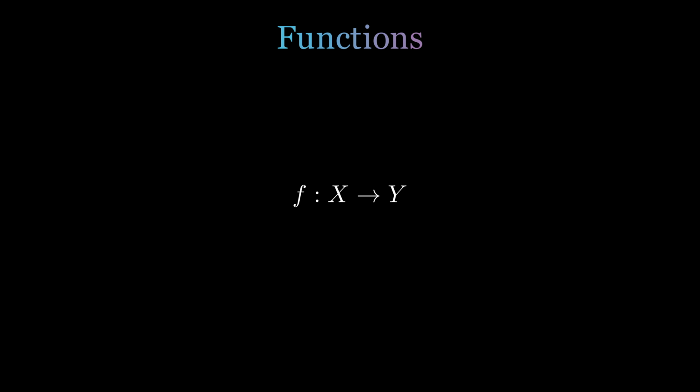Mathematically, we write this as f from X to Y, where X is the set of inputs and Y is the set of possible outputs. The notation x maps to f of x shows how each input is transformed into its corresponding output.